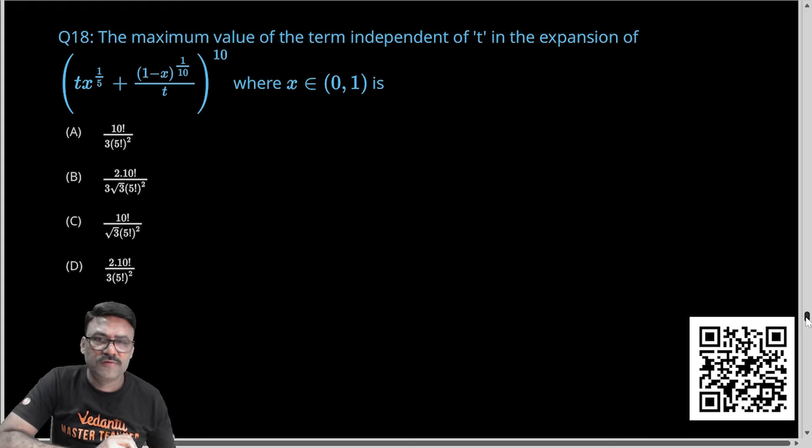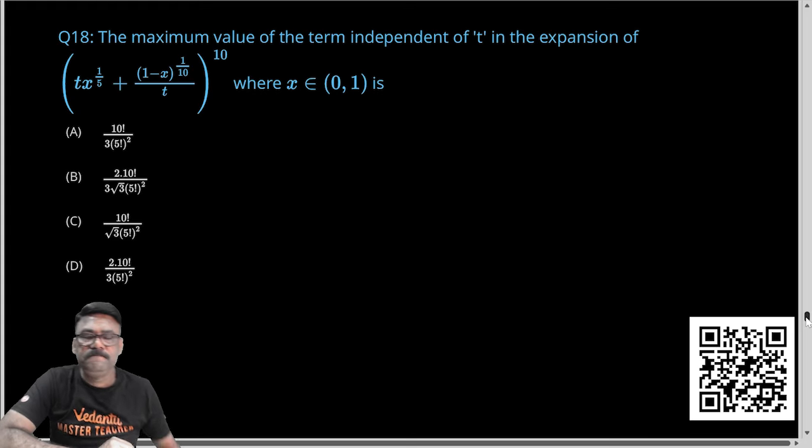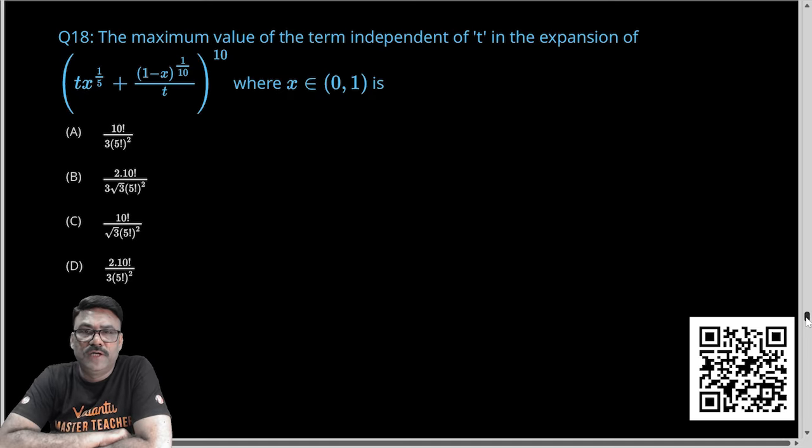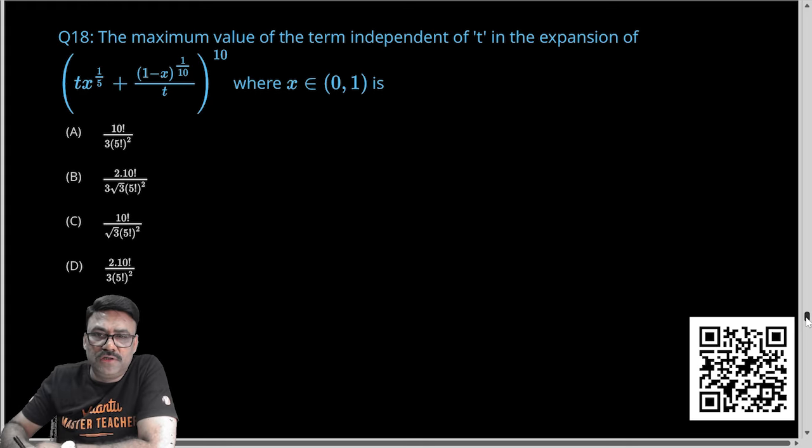See, this question is based on binomial and maxima minima. The combined concept of binomial and maxima minima will both be used here. So first you have to find the term independent of t, and then the maximum value of the term independent of t. So let's write the general term here, T r plus 1, first.